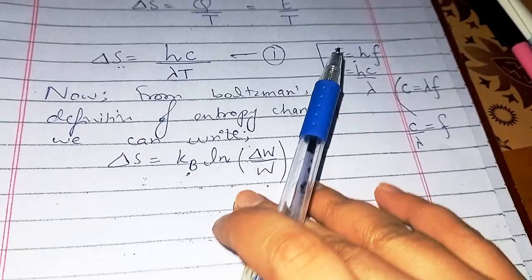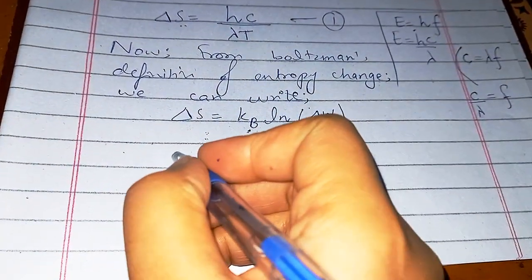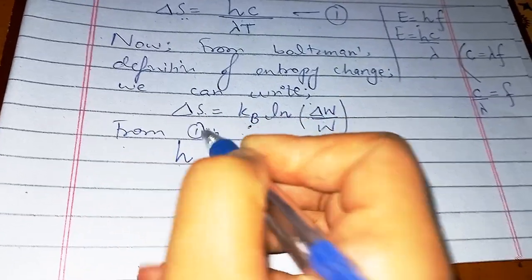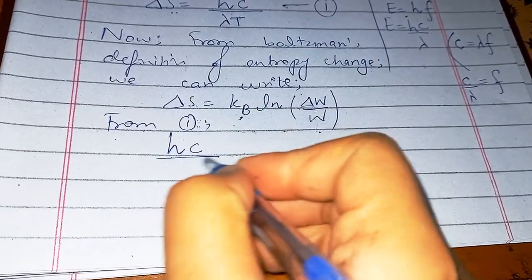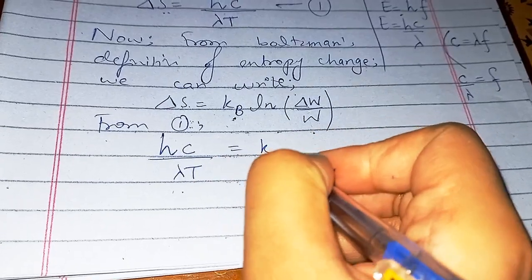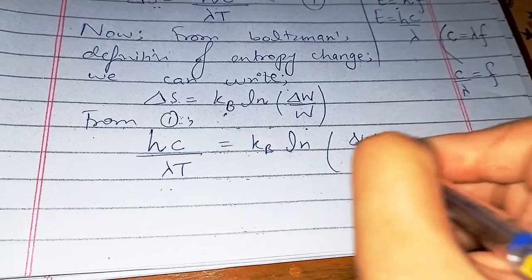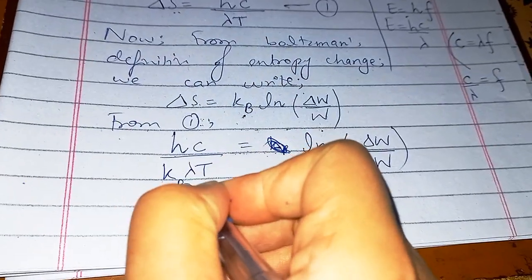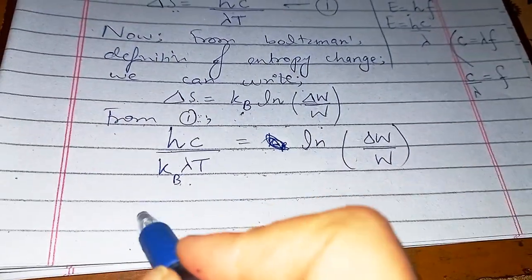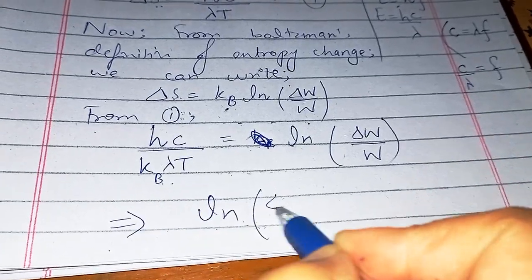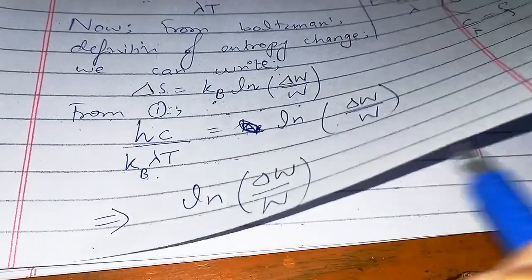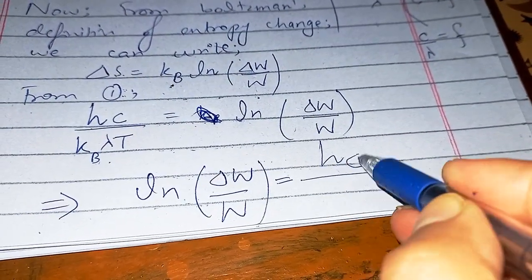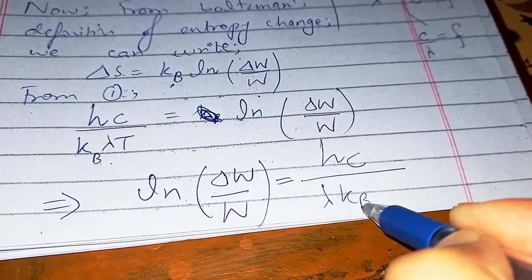Okay, so we can do that here. We can put the value of delta S from equation 1. Delta S is h c by lambda T equals k_B natural log of delta W by W. This k_B can be brought to this side of the equation. So we have this, and we can write natural log of delta W by W, that is equal to this on this side of the equation: h c by lambda k_B T.